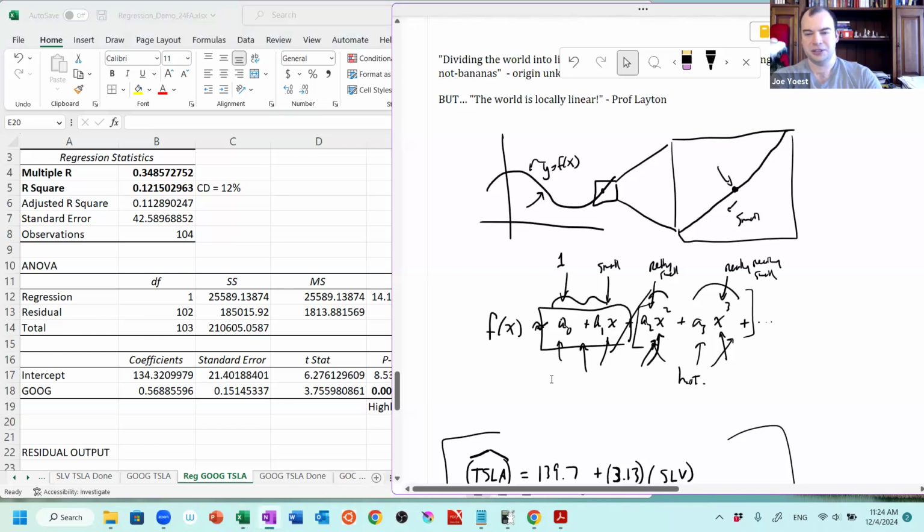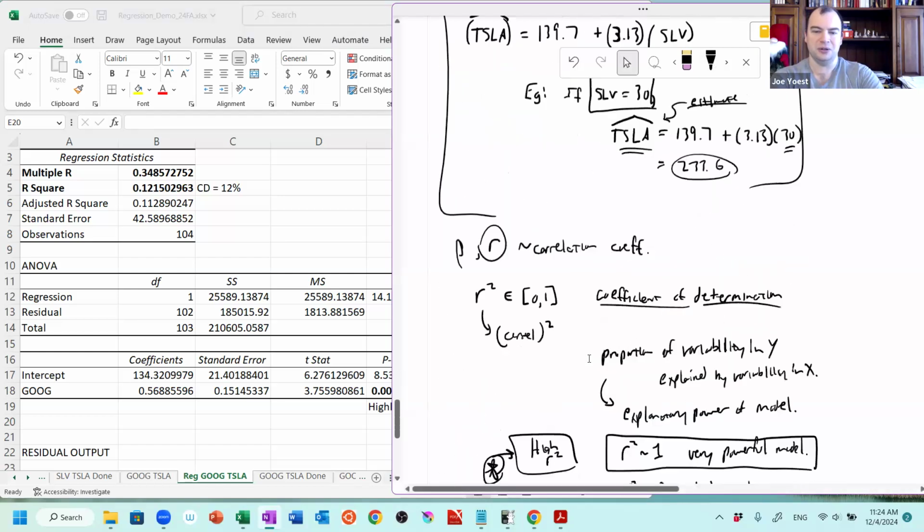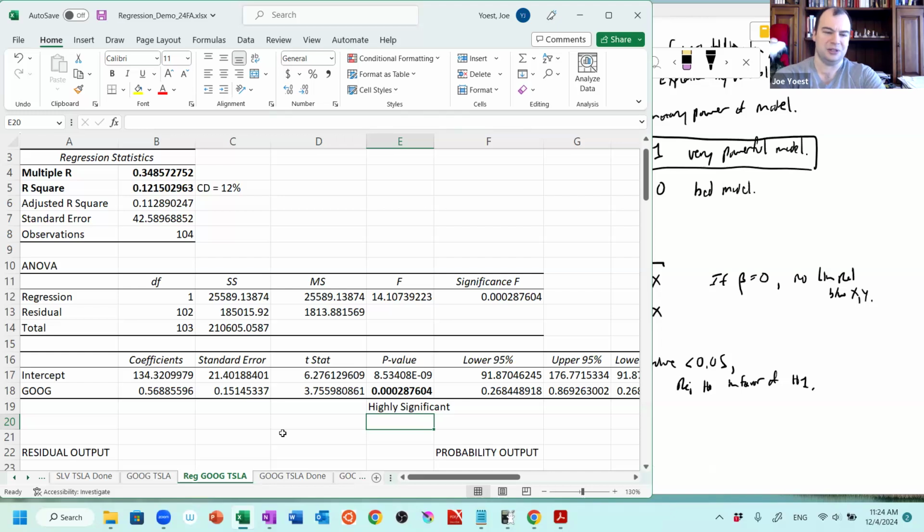In the functional case up here, I'm quite certain that A1 is not going to be 0, but is it substantial enough that this model is worth using? I shouldn't say significant. So I have a pretty low coefficient of determination. I have a pretty low explanatory power to the model. I'm only explaining about 12% or about 1/8 of what's happening.